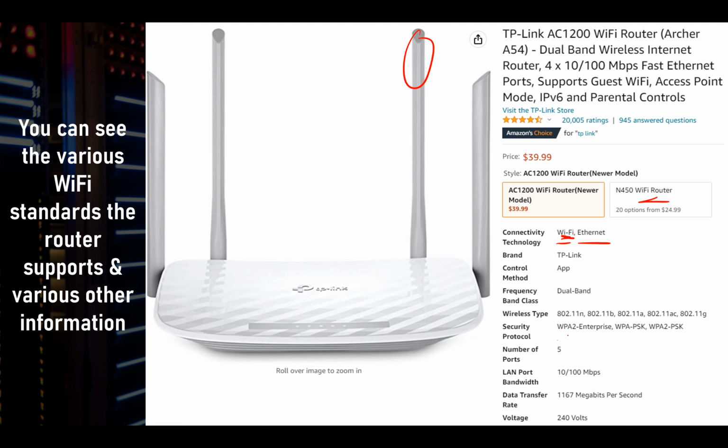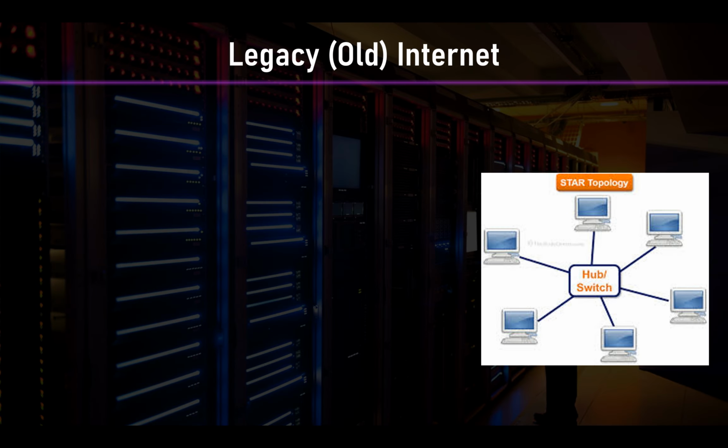Frequency, I think when it says dual band, that's the 2.4 gigahertz and 5 gigahertz, so that's basically saying it supports 5G. I think that's what that's saying. Then if we look at the wireless type, here is where you can see all the different variations of the protocol. Security, that's just the various encryption it supports. Ports, that's going to be the number of Ethernet ports on the back. Then of course just the bandwidth, voltage.